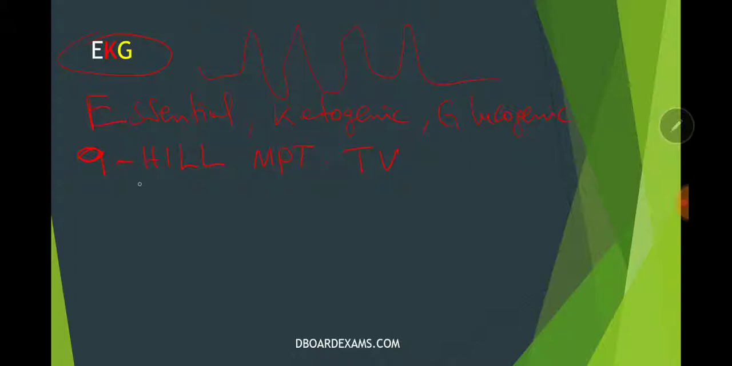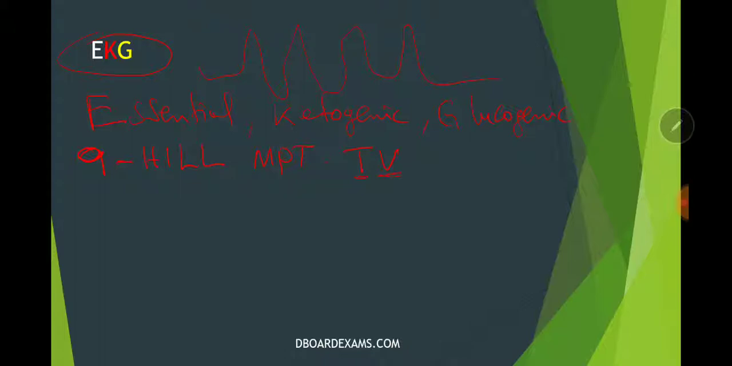H for histidine, and you have I for isoleucine, L for leucine, L for lysine. So the 2 L's here are the purely ketogenic, and you are going to see that. And then you have the M for methionine, the only amino acid which starts with M. And then P is for phenylalanine, and T is for tryptophan. And then the T on TV is threonine, and the V is for valine. You can rewind this lecture just so that you can memorize it.